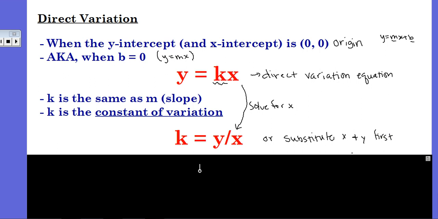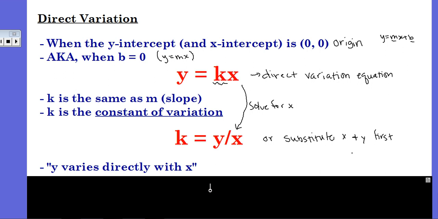Either way. Some other things to know is that when we're talking about direct variation, in word form, you're going to see a sentence like this: y varies directly with x. So the output is first, the input is second. Y varies directly with x just means direct variation. Varies is just another form of variation. Directly is another form of direct. So varies directly means direct variation.